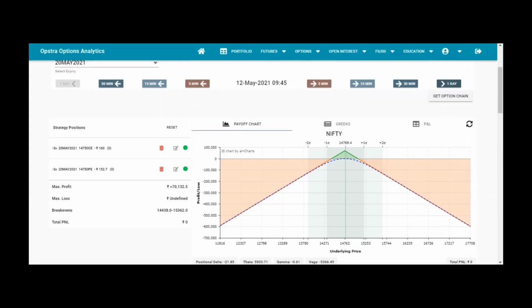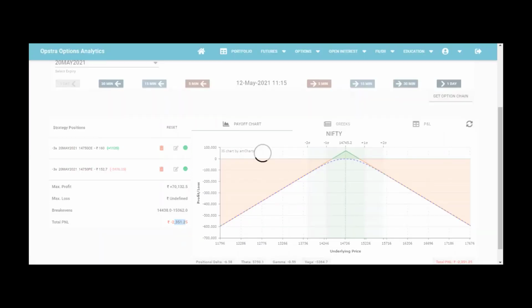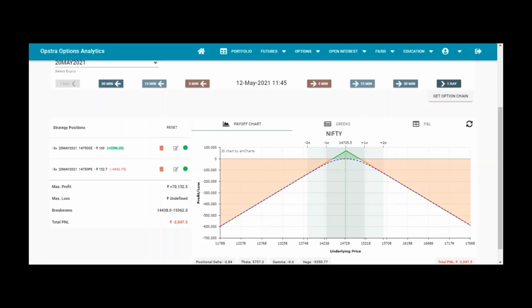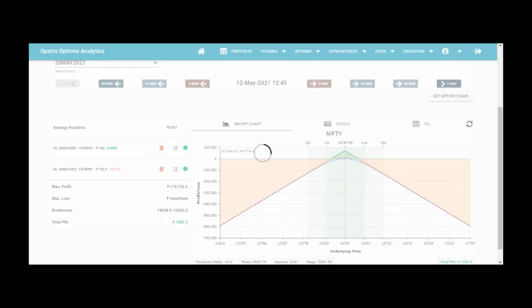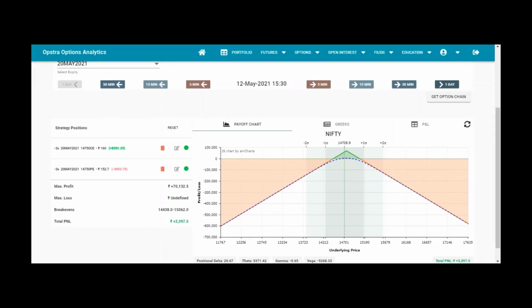Okay, that's it. So now let's go 30 minutes ahead. We are in the loss of 900 rupees. We are in the loss of 2,300 rupees, somewhere around, and we are still in loss. So finally at 12:15 p.m. we landed in the profits. Let me go 30 minutes ahead. So by the end of the day on the 12th May, we are in the profit of 3,400 rupees. Okay, so this is on the 12th May.